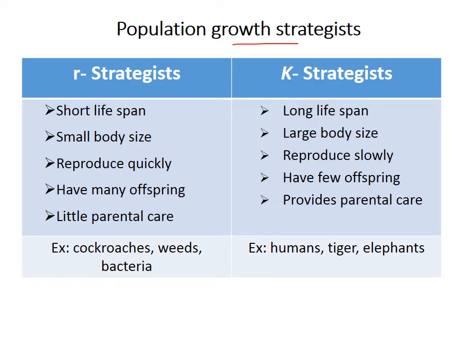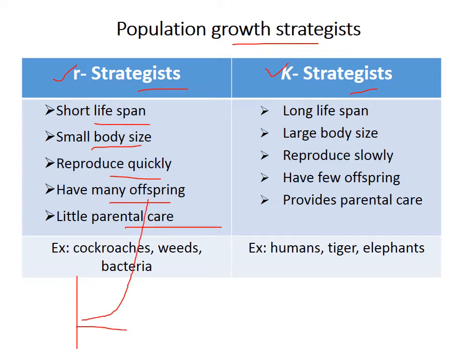Next, population growth strategies. There are two types: one is the r-selected species and another is the K-selected species, or r strategy and K strategy. In the case of r strategy, there are short lifespans, very small bodies, they reproduce very quickly and have many offspring and little parental care. So they always follow the J-shaped growth curve. Examples are cockroaches, weeds, and bacteria. So they have a very short lifespan and lots of offspring. So this is the r strategy.